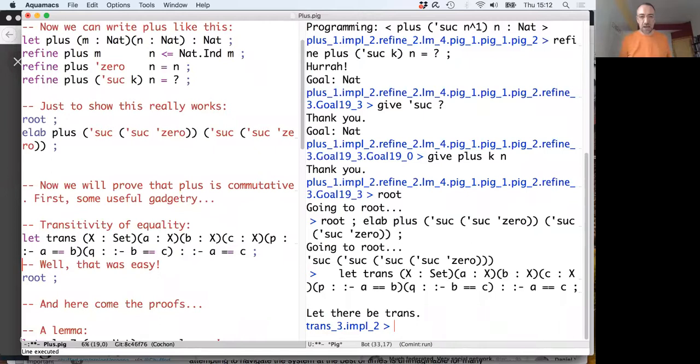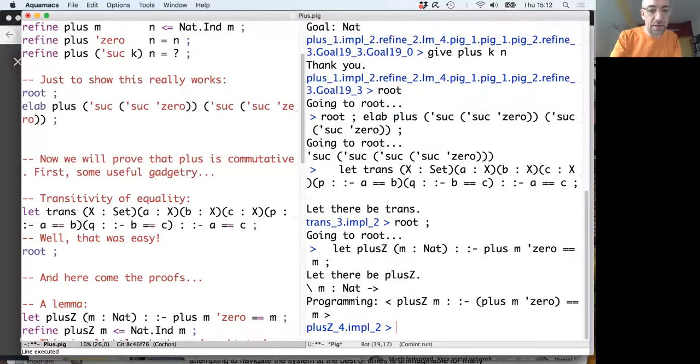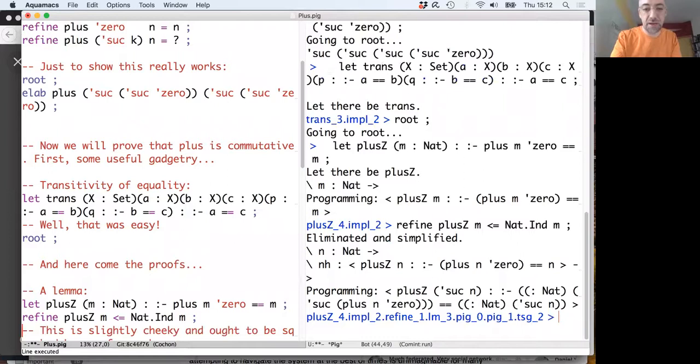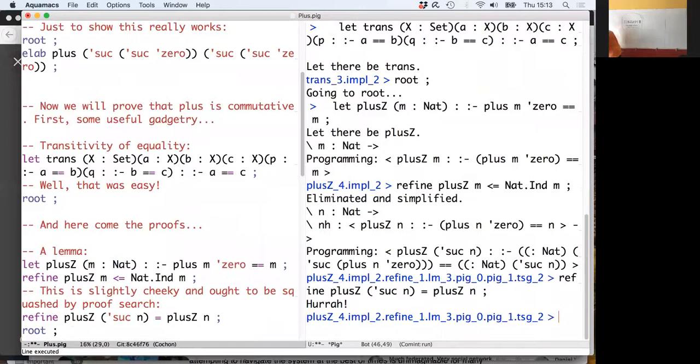So the transitivity, I didn't even have to do any work to get that. And now what's going to happen? I'm going to prove that adding zero on the right is boring. And that again is going to be, well, one case just disappears. I only get a successor case. And the step case is easily dismissed.